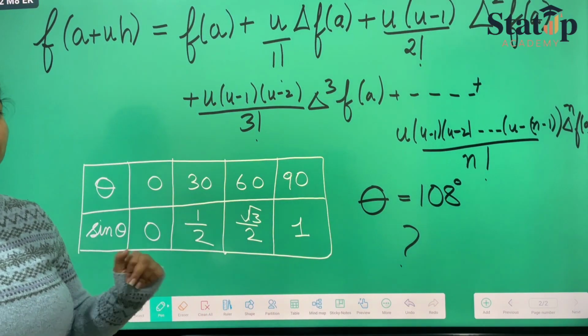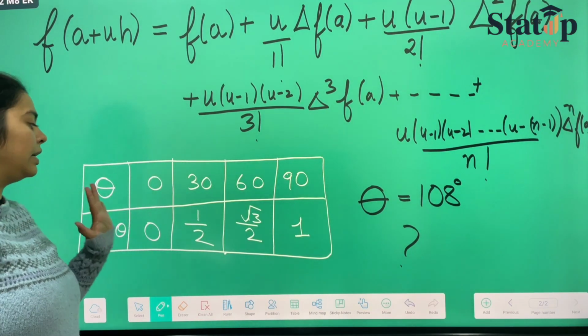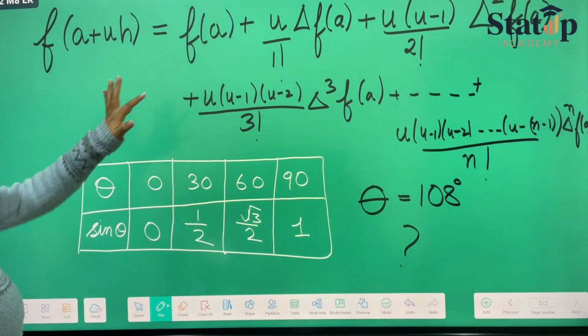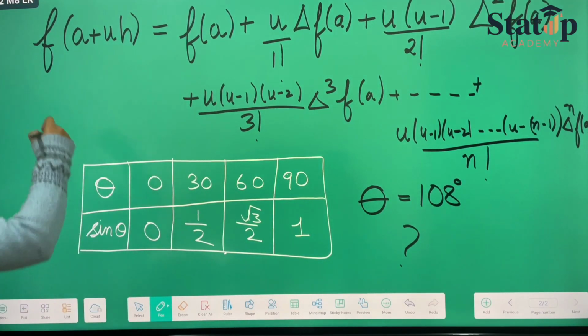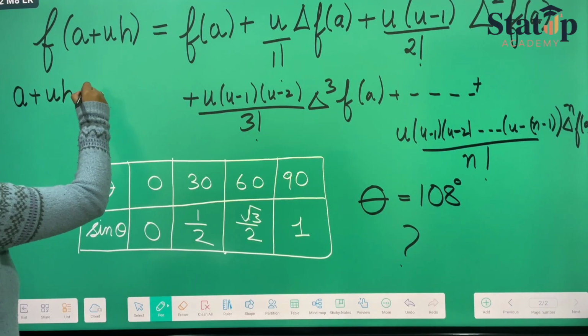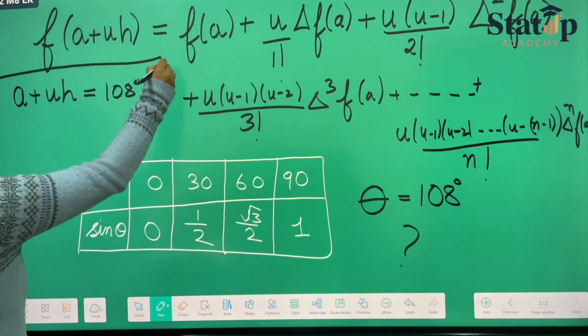Then we have to find out sine theta, and without the table we haven't learned that, so we'll use these values to find out 108. How? Then what is the value of u here first? If we put a plus uh as equal to 108 here, because we are finding 108.